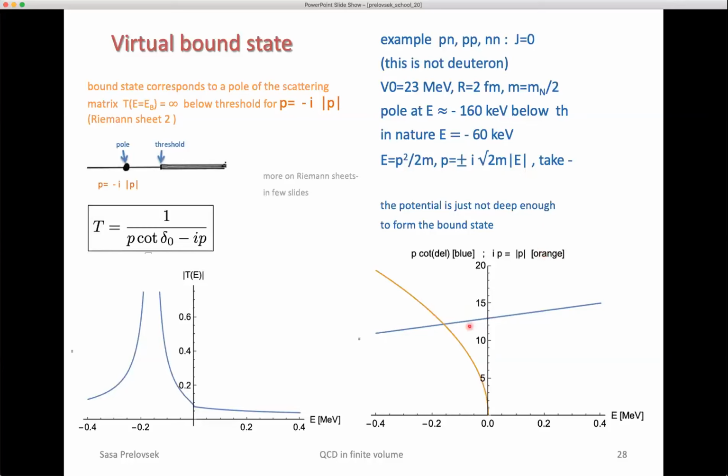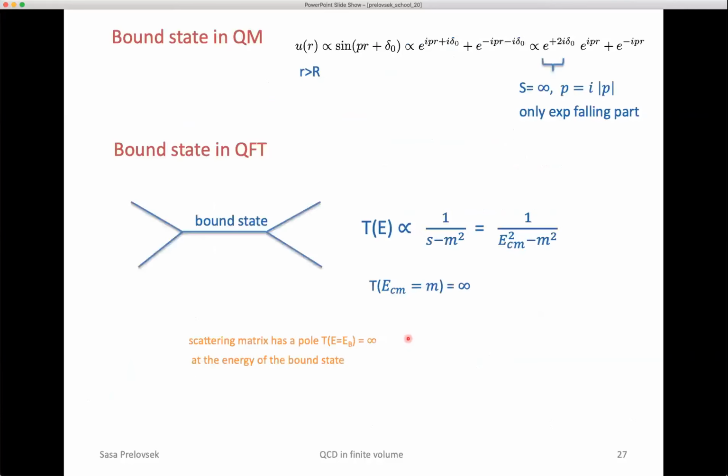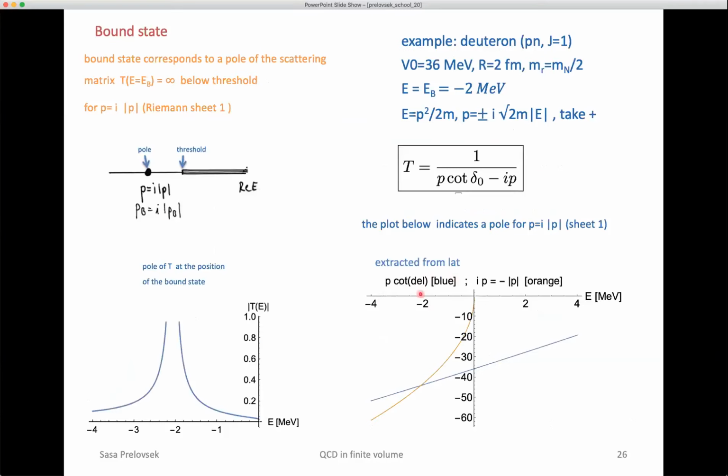Let me give it different. So in this case, you see p cotangent delta, which, to those who know this, is basically the scattering length. The scattering length here, p cotangent delta, is negative. And in case of a negative scattering length, this can cross here and you get a bound state, right? But you understand the meaning of this orange curve, hopefully.